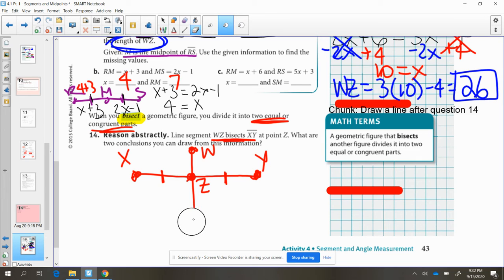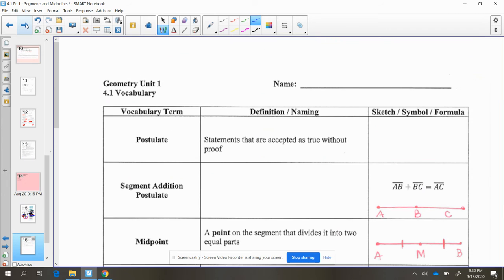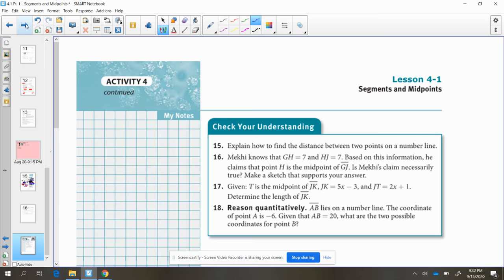So really we could even cut this picture up a little bit here. What we're showing is this guy, WZ, cutting XY. So a reminder, anytime you see the word bisect, you're going to also want to think congruent. Now, talk about vocabulary in class.